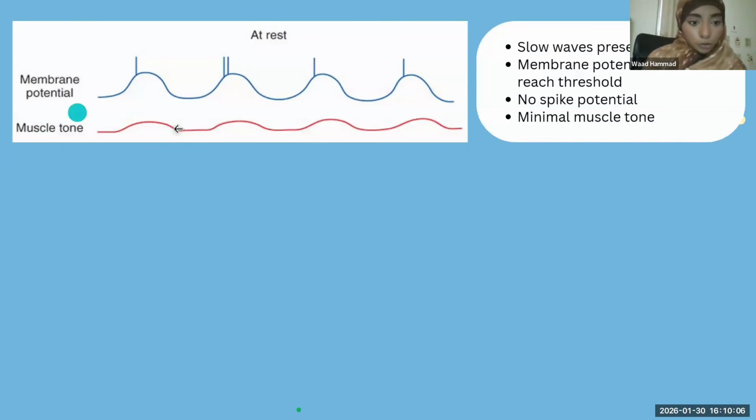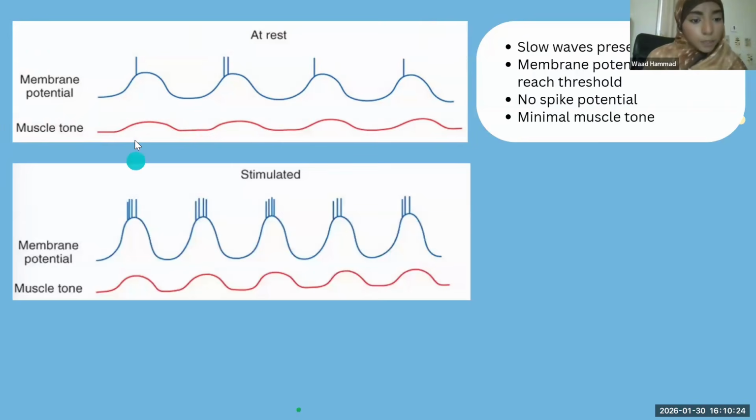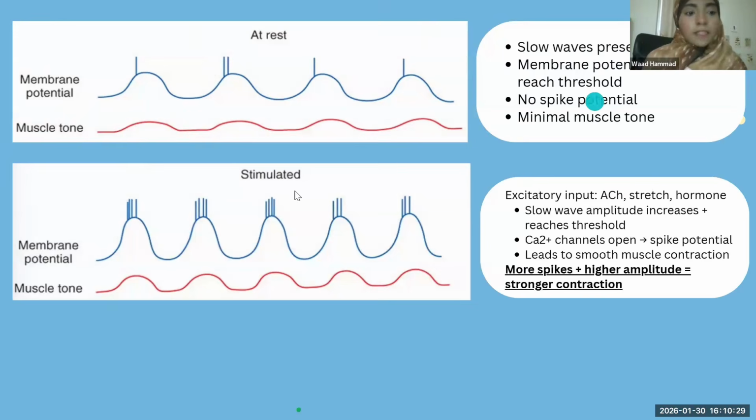So it doesn't reach threshold because there's no stimulus causing it to reach threshold. There's nothing to make an action potential and lead to contractions. So we have very minimal muscle tone. It's there, but it's not very strong. There are no strong contractions. If we have it stimulated, for example, we want the muscle to contract a lot, then the membrane potential will be stimulated to go past the threshold potential. Again, remember that the threshold potential is what we need to make action potentials. If it makes the action potential, then we can have contractions.